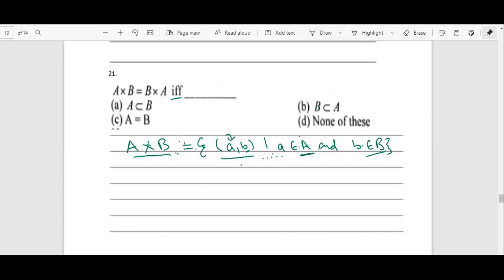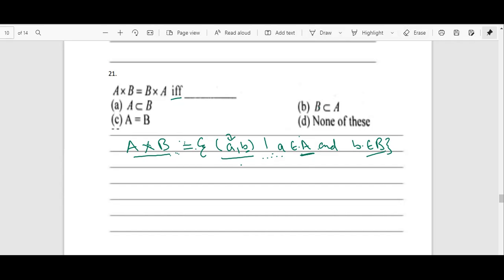Okay. Now, the thing is that A cross B equals B cross A if and only if. Okay. So that is possible, obviously, when A is equal to B. Why? Because obviously when A is equal to B, only then I am able to get similar ordered pairs, right? Otherwise, if A is a subset of B or if B is a subset of A, I cannot get similar ordered pairs.